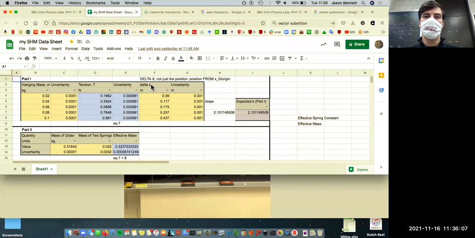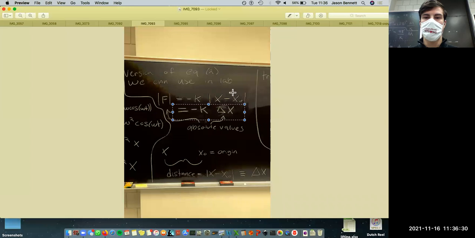So in your original data sheet, this said position, I think, which I think is a bad name for it. It should really be called delta x, because the thing that actually matters in Hooke's law is the distance from the equilibrium. So if you notice here, what I'm doing is I'm calculating this quantity, my current position and whatever position I initially started at.